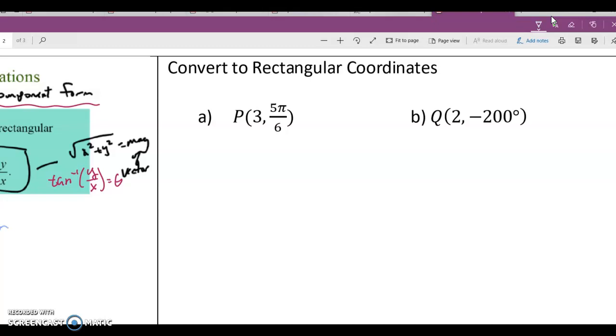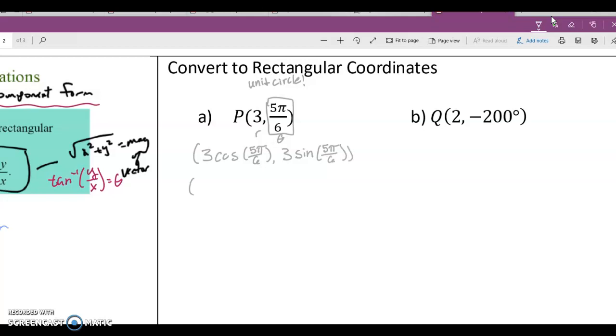All right, so for letter A here, we want to convert this to rectangular coordinates. So first thing to notice, this right here is a unit circle angle. So you don't need to use your calculator. So converting this, this is r, this is theta. We have r, 3 times the cosine of 5 pi over 6, and then 3 times the sine of 5 pi over 6.